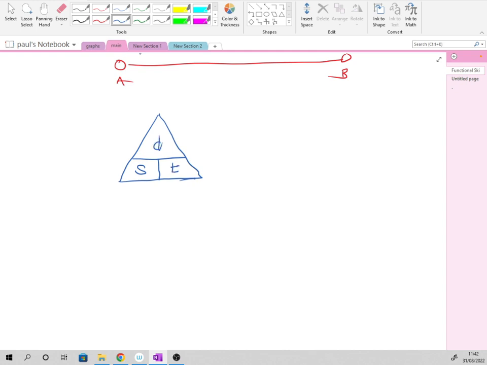Now, the D is for the distance, the S is for the speed, and the T is for the time. And this little triangle helps you remember what you need to do for any one of the three options you need to find out. So if you need to find the distance, look at this triangle. The distance is the speed times the time. So speed times time. So I could write D equals ST.